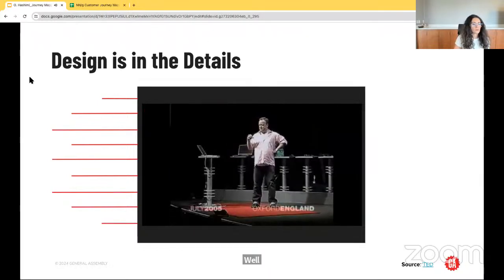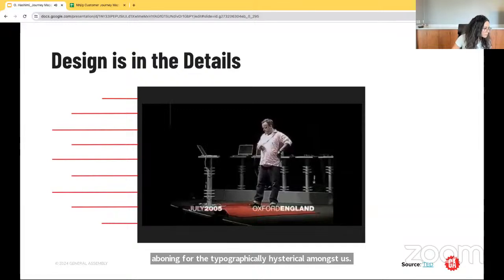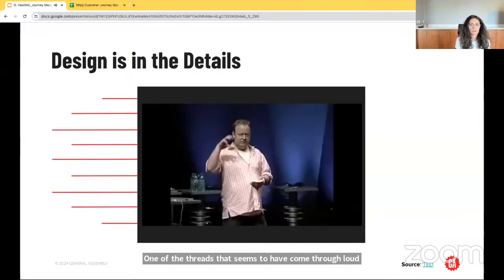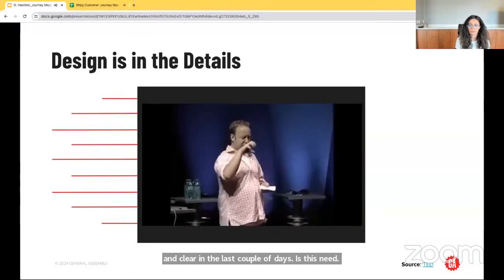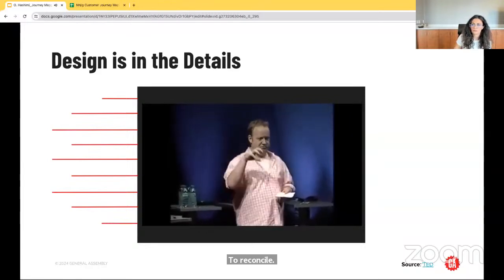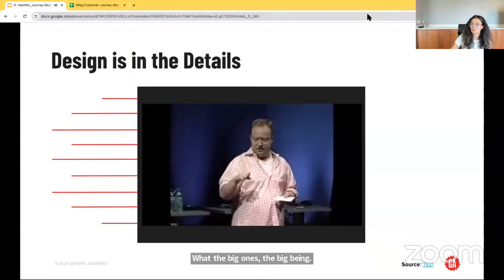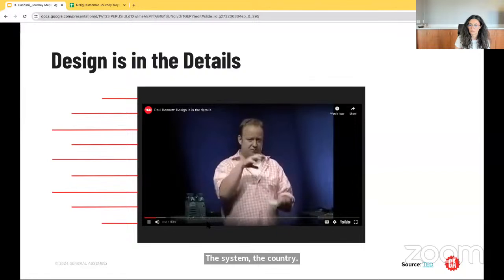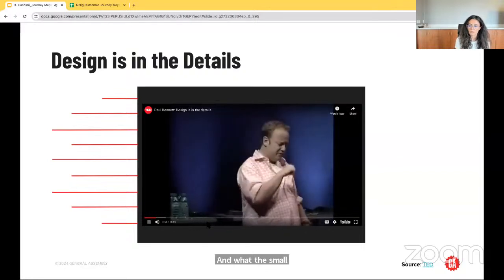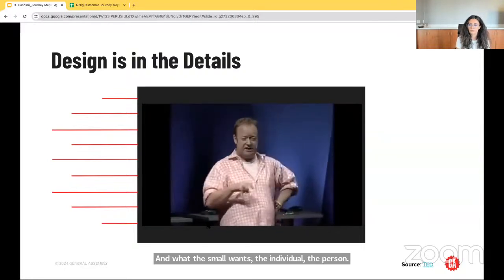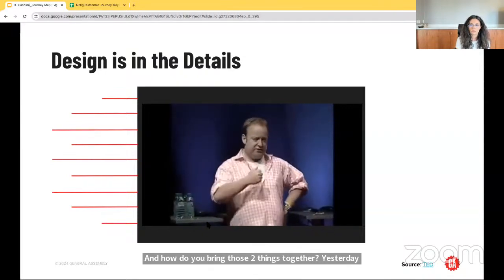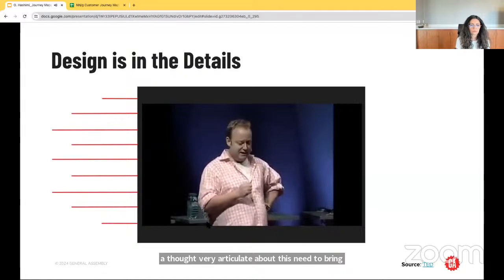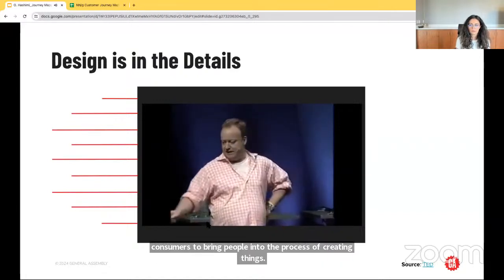One of the threads that seems to have come through loud and clear in the last couple of days is this need to reconcile what the big wants, the big being the organization, the system, the country, and what the small wants, the individual, the person, and how do you bring those two things together? Charlie Ledbetter yesterday, I thought, talked very articulately about this need to bring consumers, to bring people into the process of creating things. And that's what I want to talk about today.